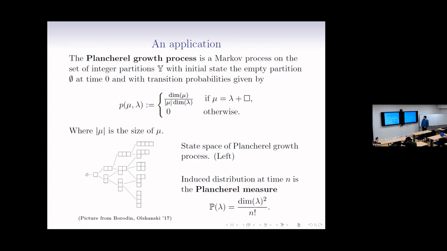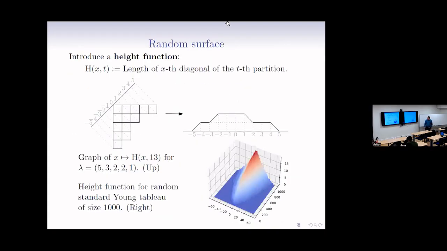This means that you start from the empty partition, you run the Plancherel growth process, and now you have a standard Young tableau. You have this collection of increasing partitions, which we said before is the same as a standard Young tableau. Now we want to associate some surface to it so that we have some kind of graphical representation for this object. So what we are going to do is introduce a height function h(x, t), where t corresponds to the time of the Markov chain, which is the number of boxes we have, the size of the partition.